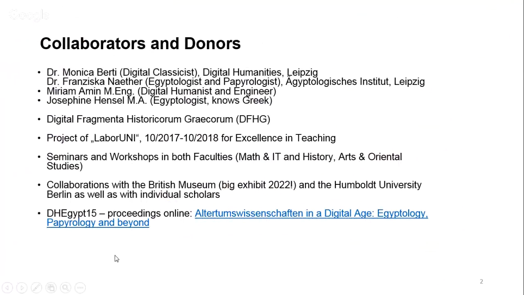So we also have a collaboration with the Humboldt University in Berlin, because we have colleagues there working on using the TEI for marking up hieroglyphs in general, and we started our collaboration a few years ago, organizing a first workshop, Altertumswissenschaften in a Digital Age, Egyptology, Papyrology, and Beyond, which was the first opportunity to have classicists and Egyptologists working together for addressing different issues in the digital environment, like character encoding, textual alignment, marking up, etc.